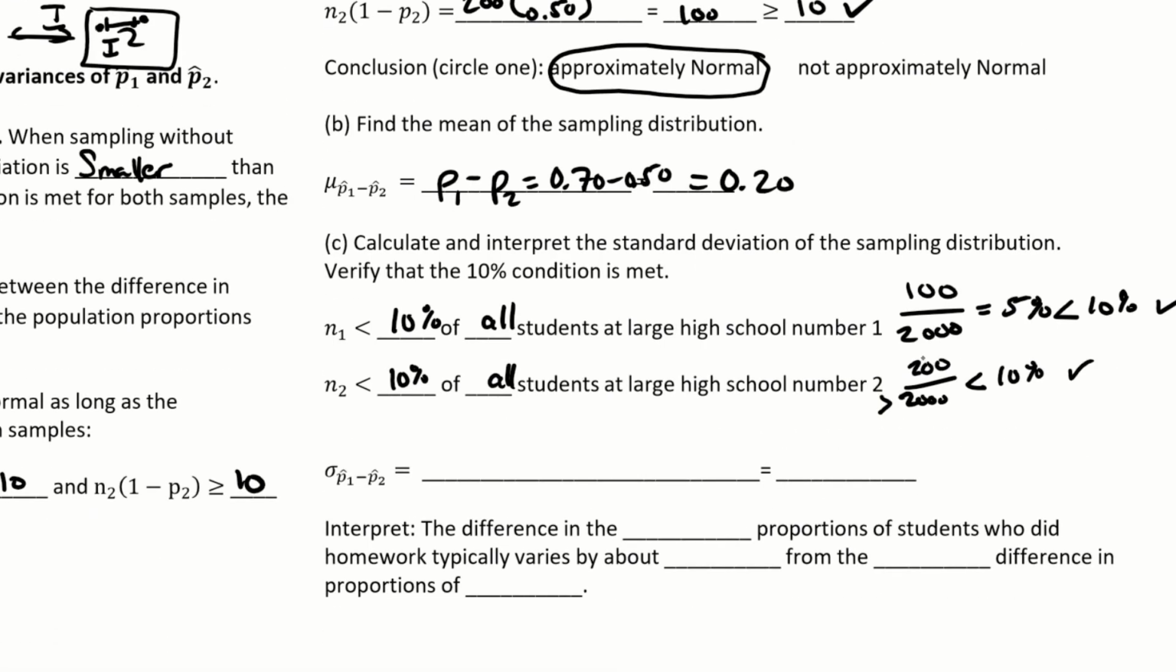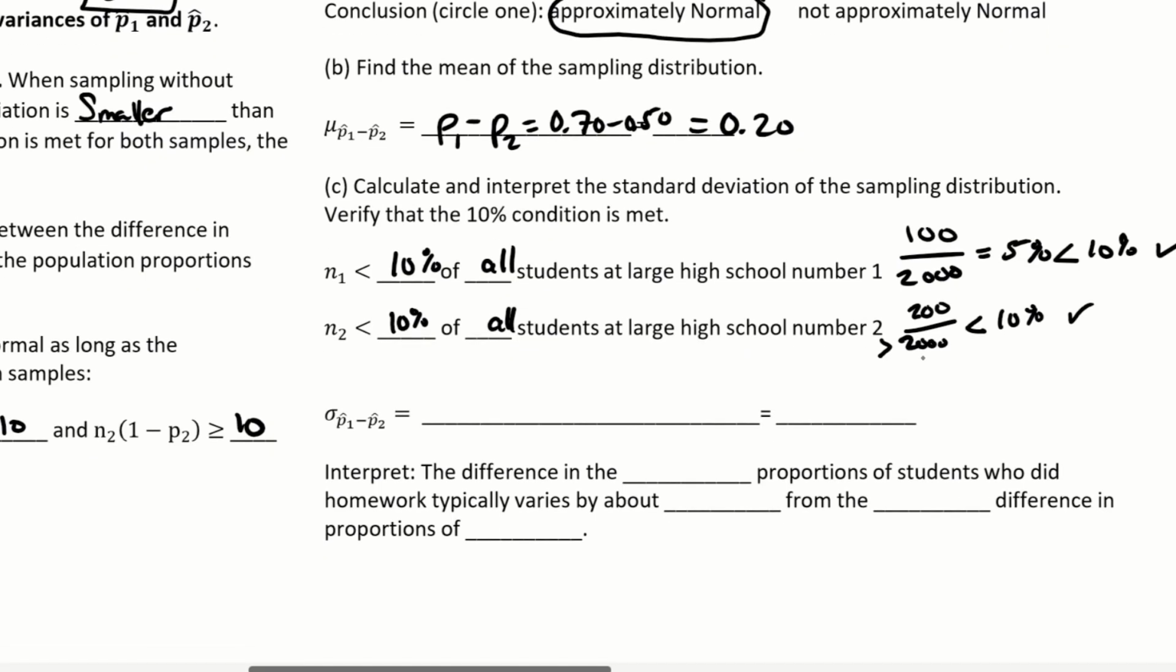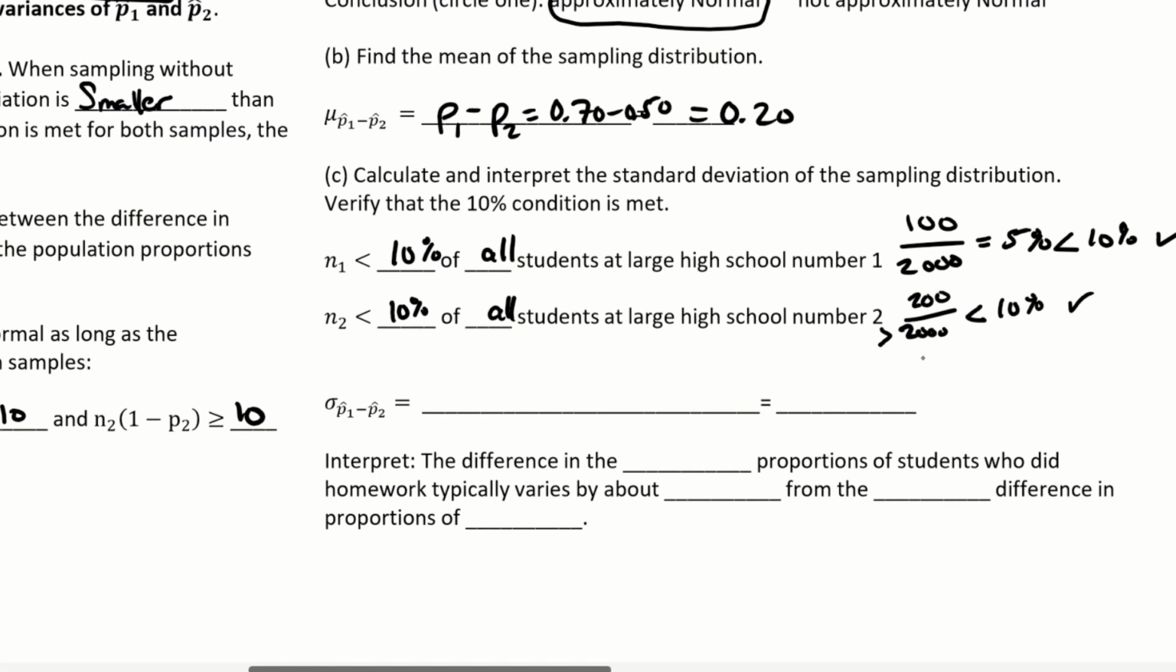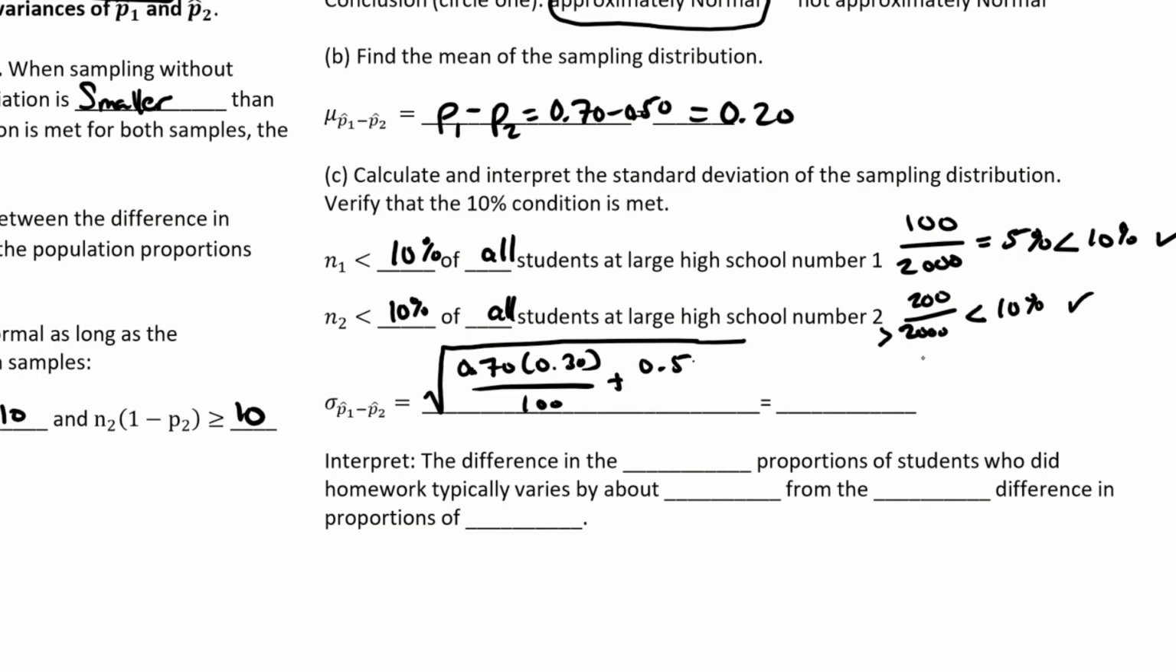All right. Okay, so now sigma of p hat 1 minus p hat 2. We had the formula earlier, but I'll go ahead and apply it. So square root of p1 times 1 minus p1, so 0.70 times 1 minus 0.70, which is 0.30, over 100, plus p2, which is 0.50 times 1 minus p2, again 0.50, over 200. It's going to give you roughly 0.058.